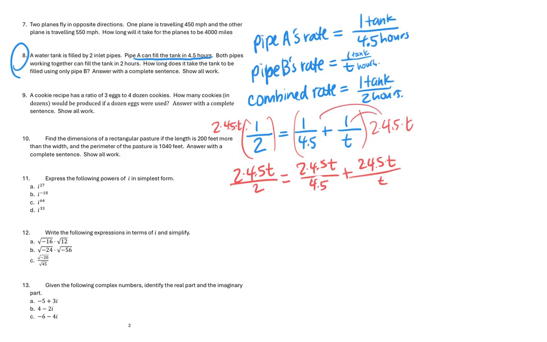So I just multiplied that into each of these, and then I can see that 2 divided by 2 makes 1, so that part cancels. 4.5 divided by 4.5 makes 1, so that part cancels. And then T divided by T makes 1. So what I'm left with is 4.5T equals 2T plus 2 times 4.5, which is 9. And then I can subtract that over. I get 2.5T equals 9. And then 9 divided by 2.5 is 3.6. And so that's the number of hours that it would take for pipe B to fill the tank by itself.